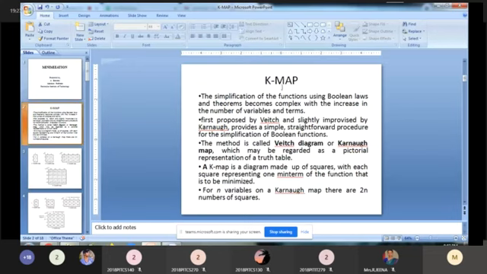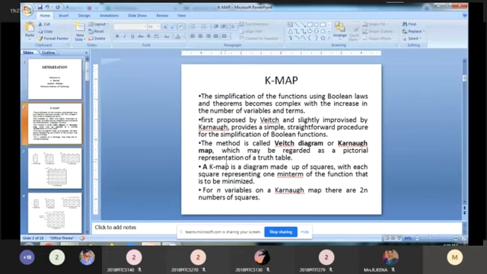This K-map was first proposed by Veitch and slightly improved by Karnaugh, so it is called the Karnaugh map. This is a straightforward procedure for the simplification of a Boolean function. That means you can use it to reduce the number of terms and variables in a Boolean function. This method is otherwise called the Veitch diagram or Karnaugh map.